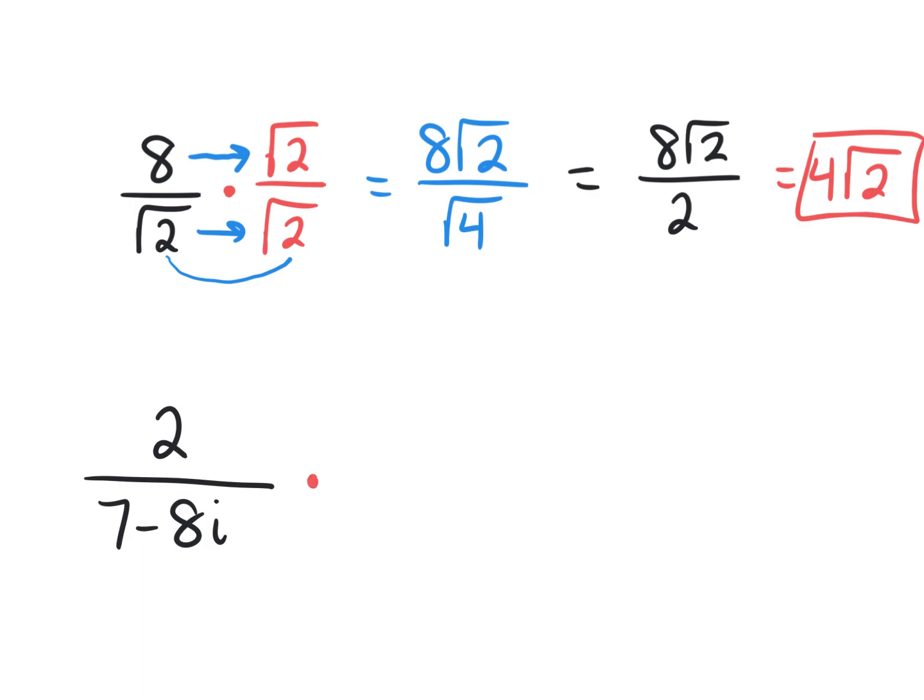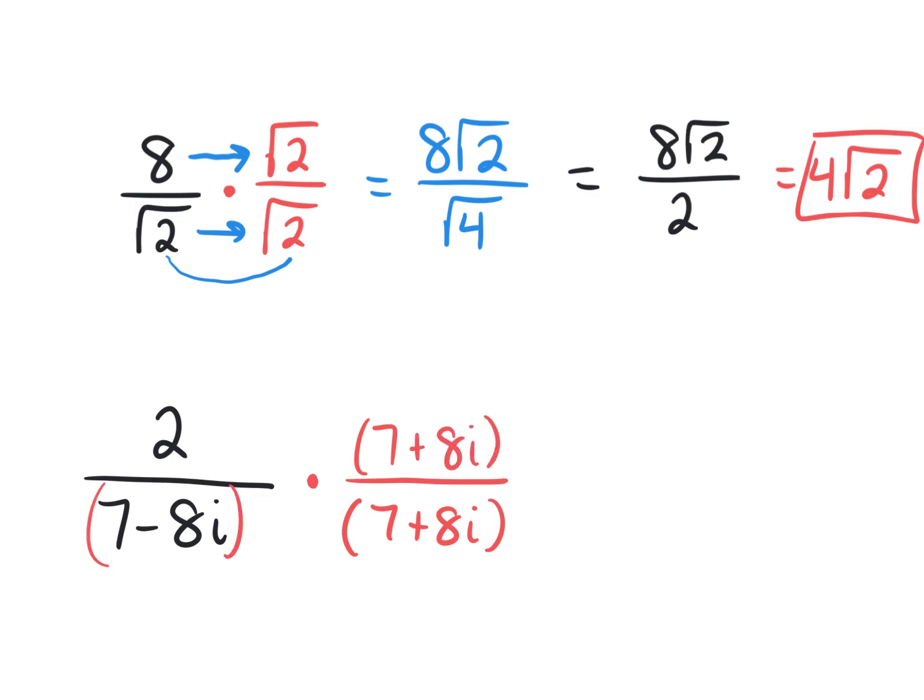What's going to get rid of that complex number to turn it into a whole number? The conjugate, okay? What is the conjugate of 7 minus 8i? Yep, 7 plus 8i. Go ahead and write this down. What I do to the bottom, I'm also going to do the top.